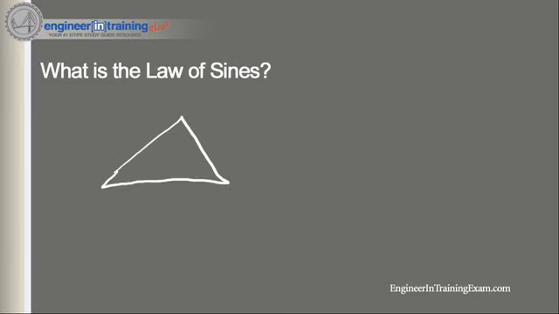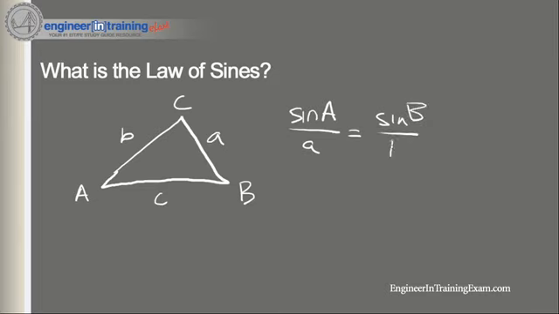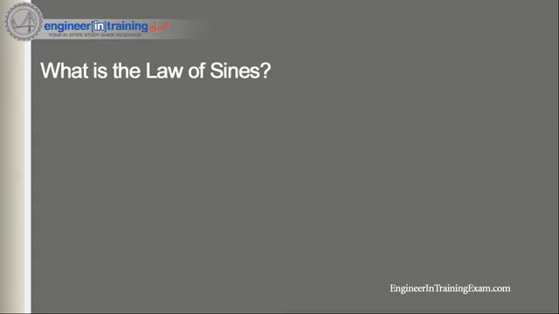Let's say this is side A, this is side B, side C, this is angle A, this is angle C, and this is angle B. So the algebraic statement of the law of sines states that sine of A over A is equal to sine of B over B, which is equal to the sine of C over C. So let's take a look at an example here.